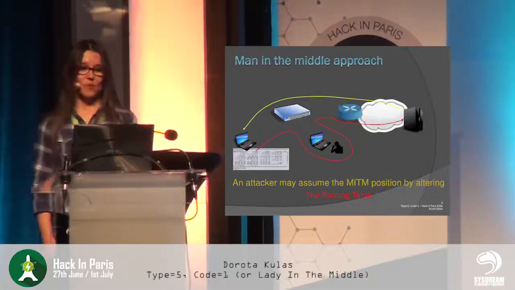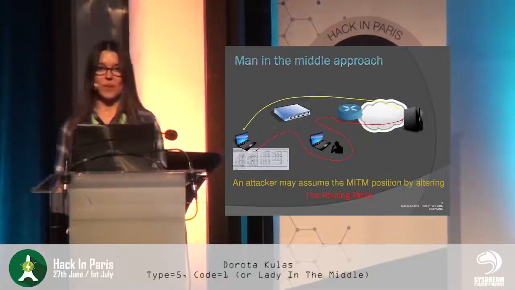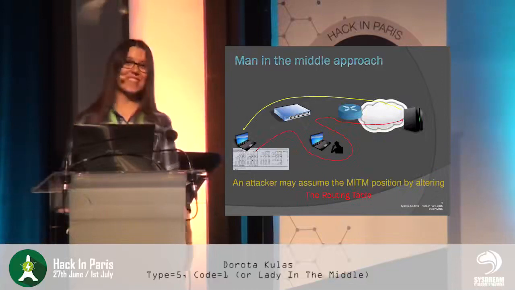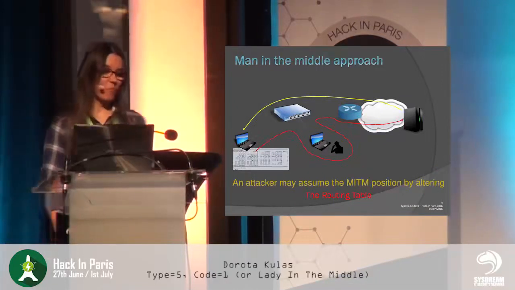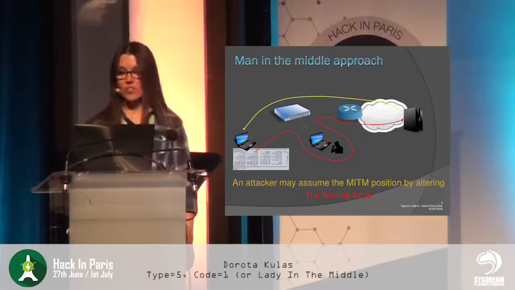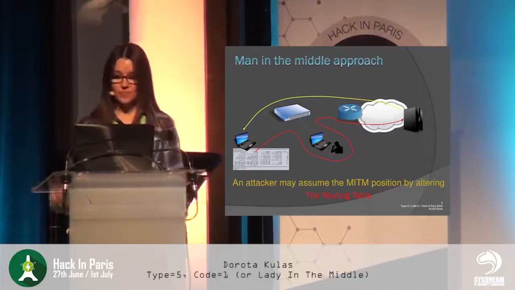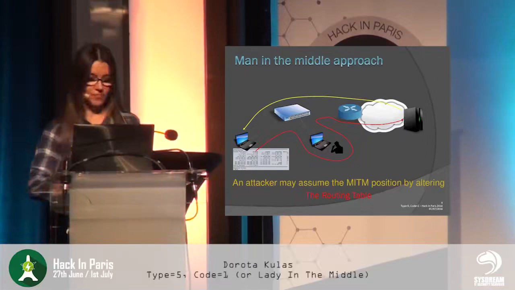And we'll be talking about some ways to get man in the middle, or lady in the middle. One way of getting this position is to alter the routing table, and we'll focus on that.